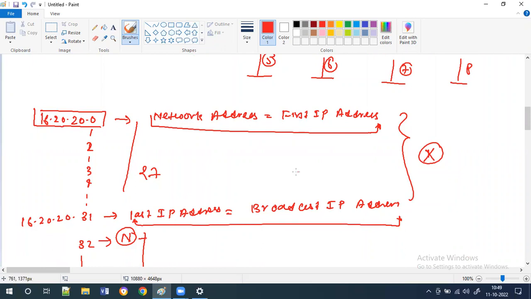First IP address and the last IP address, right? Then now starting from 1 to 30, these are your valid host IP addresses that you can assign to your router, PC, laptop, computer, edge devices.